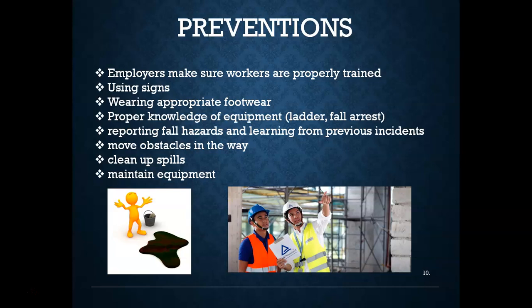Workers are supposed to have proper knowledge of equipment: how to use a ladder, how to tighten their harness properly, fall arrest, how to locate an anchor point. Workers should be reporting all fall hazards, and they should be learning from previous incidents. In most job sites, they have post orders, so a worker can read through that, learn of the previous incidents that have happened, and prevent them. Also, if there are obstacles in the way, you should move them. If there are boxes or whatever in the way, you should move them to the side.